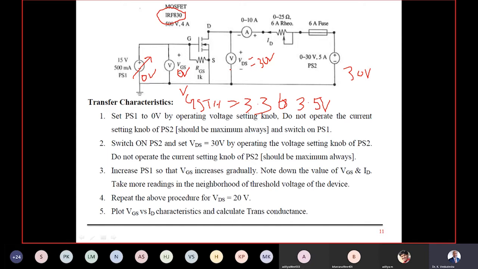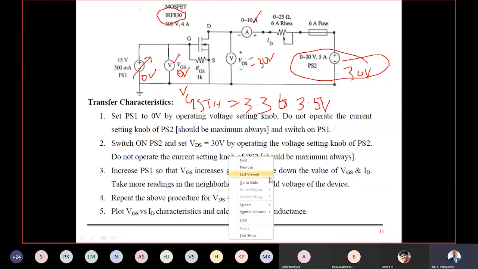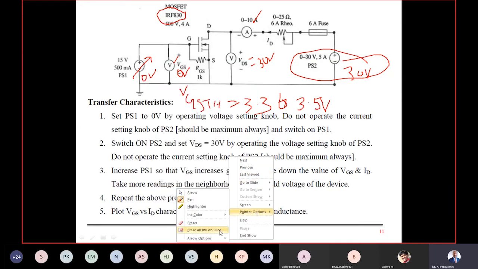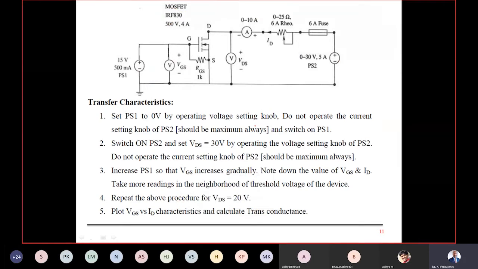It won't be same. Now, gradually vary PS1, and at one particular point when VGS is greater than or equal to VGS threshold, the drain current starts flowing. That is noted as the first reading. Then increase PS1 further up to 15 volt and note down your VGS versus ID for a constant VDS. These are the steps I follow. This experiment I can do in 5 minutes, once you are familiar.